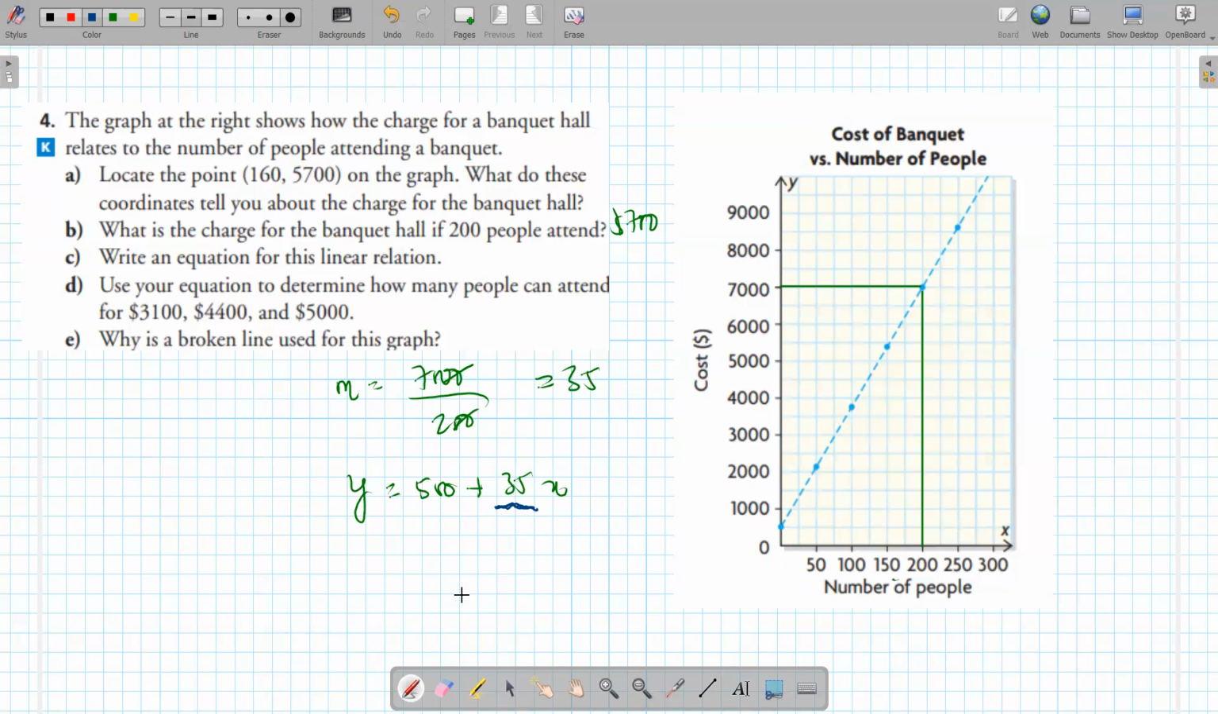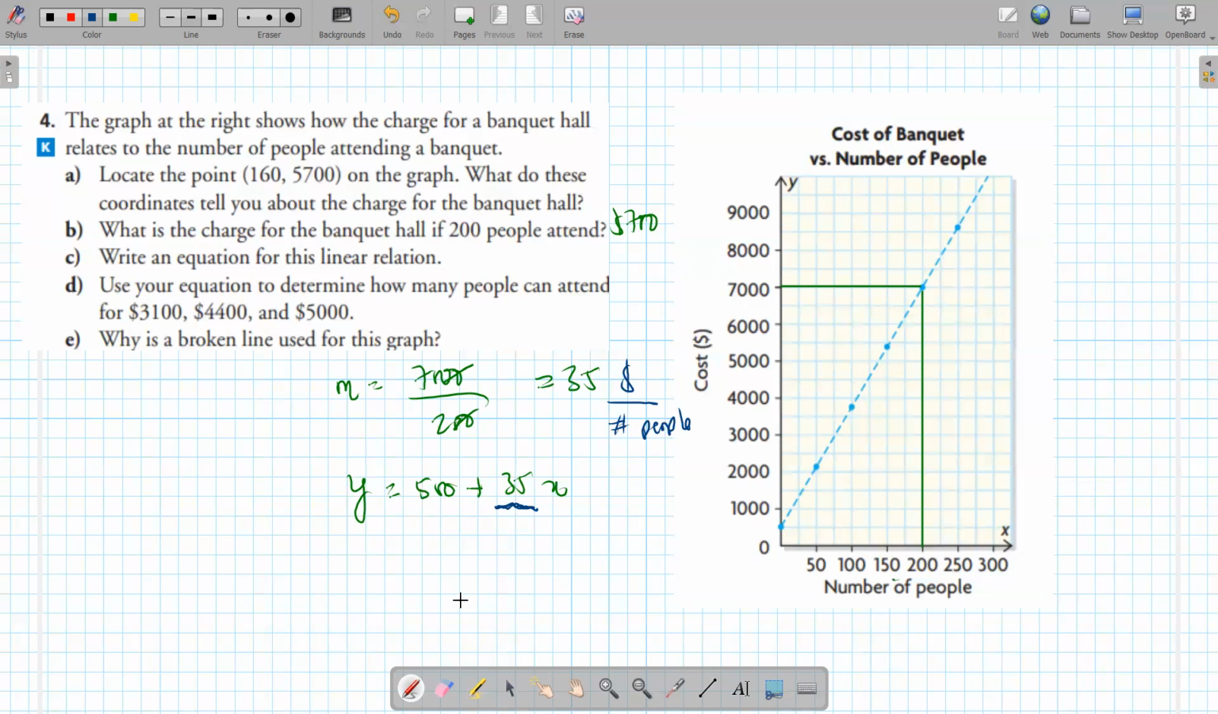It means this hall charges $35 per person. Because if you think about what $35 is, the answer is always in the units. Look at this: on the rise over run, the unit for rise is dollars. The unit for run is the number of people, right? So what this means is that you pay $35 for each single person.